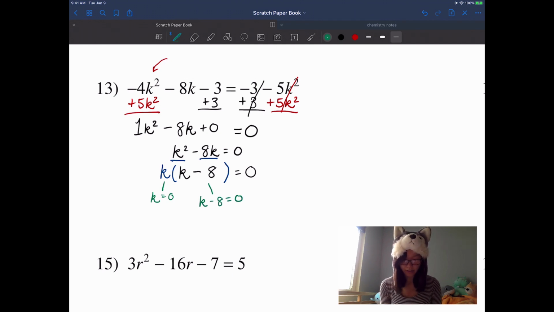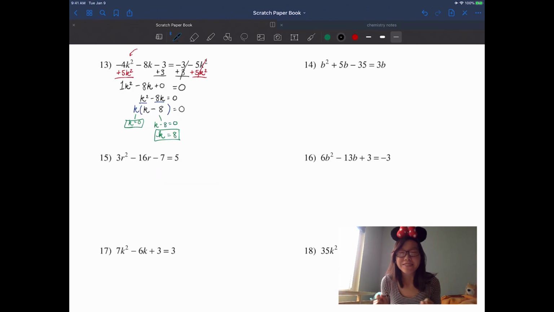So you're almost done. You essentially found one solution, which is k equals 0. And with the second solution, you get k equals positive 8. And now you are done with number 13. Are you ready for your last problem?